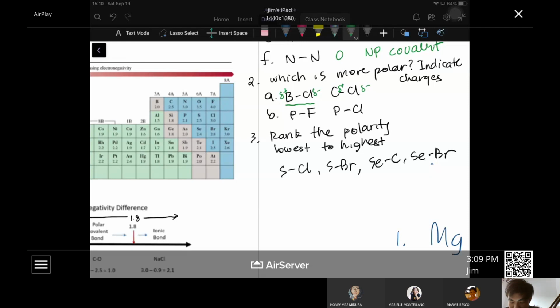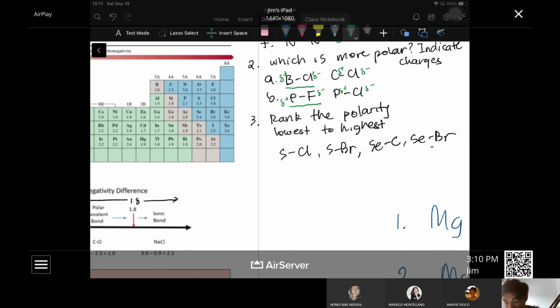F and Cl. Sino kaya mas polar dito? F, Cl. Siyempre si F, so ito yung mas polar. So, negative kay fluorine and chlorine, kasi malaki yung electronegativity nila compared to phosphorus. Partial positive. Rank the polarity, highest to lowest.